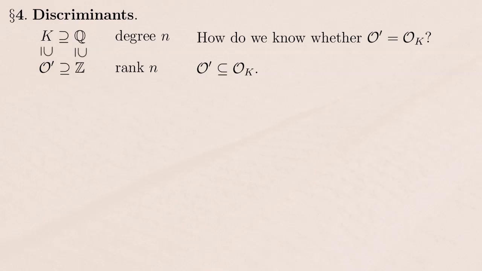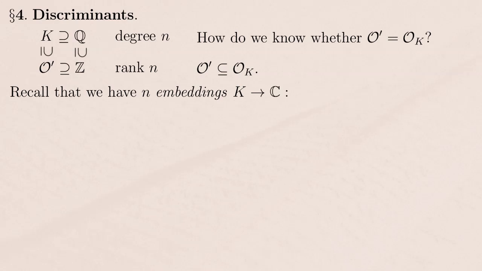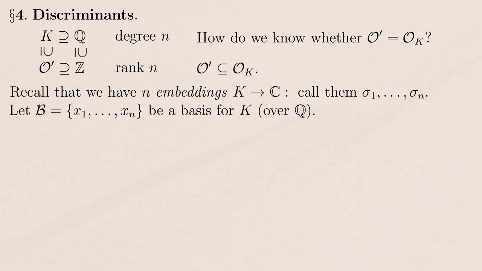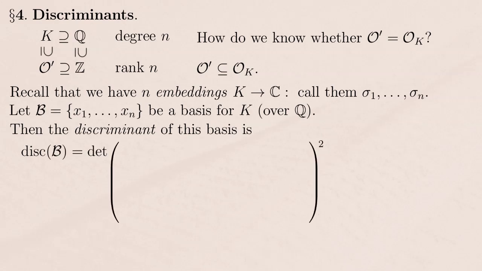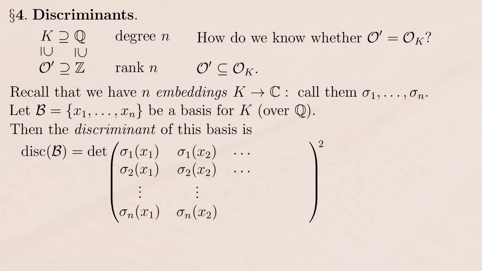Let me start off by reminding you that K can be embedded into the complex numbers in a bunch of different ways. Let me call those embeddings sigma_1 up to sigma_n, and let B be the set x_1 up to x_n, some basis for K as a vector space over Q. The discriminant of this basis is defined as the square of the determinant of the following matrix. The first column is all the embeddings of x_1 in order, the second column is all the embeddings of x_2, and so on up to the final column, all of the embeddings of x_n.